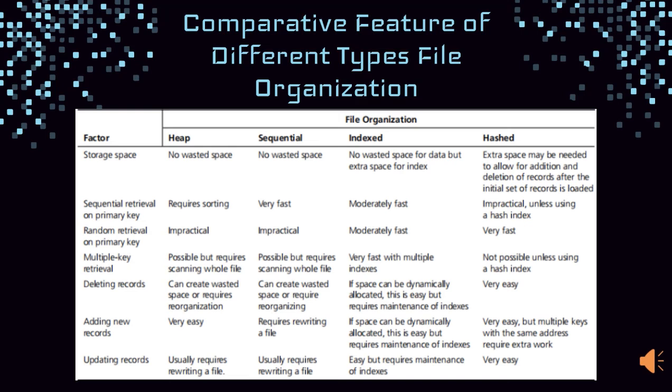The last factor is updating records. For heap, it usually requires rewriting the file. For sequential, usually requiring rewriting the file. For index, it is easy but requires maintenance of the index. For hash, very easy.